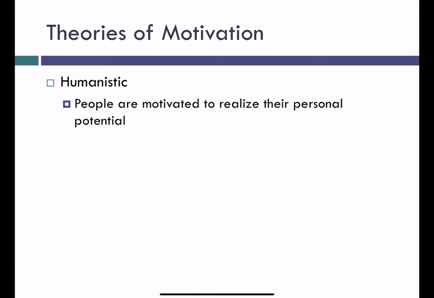Finally, humanistic theory argues that people are motivated to realize their personal potential. So this emphasizes the psychological or cognitive motivations rather than biological motivations. And it gives people their own volition in deciding what they want to do.